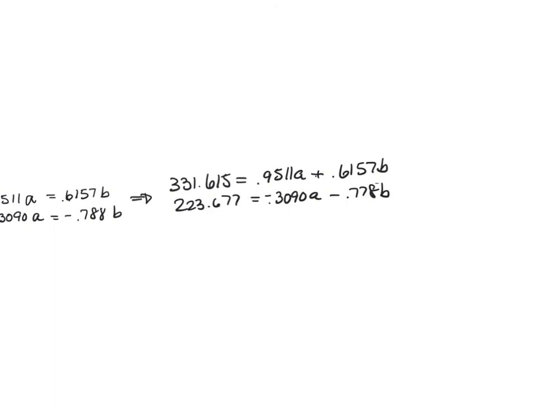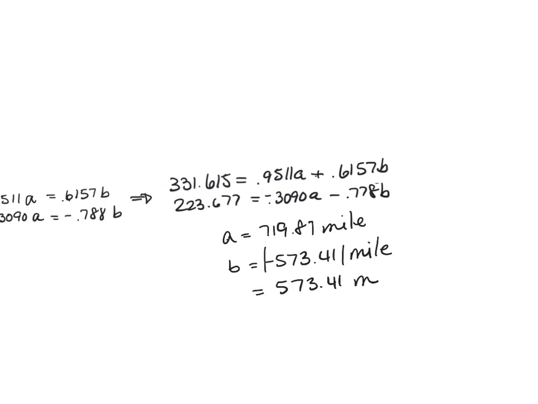I threw this into my calculator in matrix form, and it tells me my A value, which I don't need, is 719.87 miles. That's not the part that I need. The part that I want is the B part, which is 573.41 miles. Now here's the thing. My calculator gives me this as a negative, and that just tells me that I'm coming back to the origin. So I will take the absolute value, because obviously I just want the distance. I ignore the negative. So 573.41 miles is my answer.